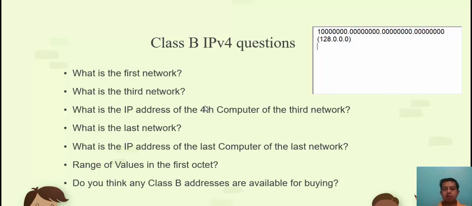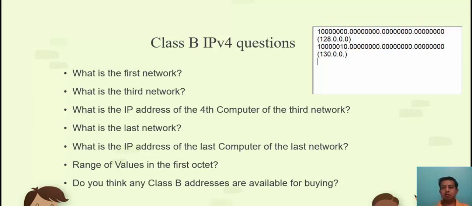What is the third network? If the first one is 128, the next one would obviously be 129.0.0.0. So this is the second network. The third one will be 130.0.0.0. Clear? So this third network will be 130.0.0.0 in decimal.